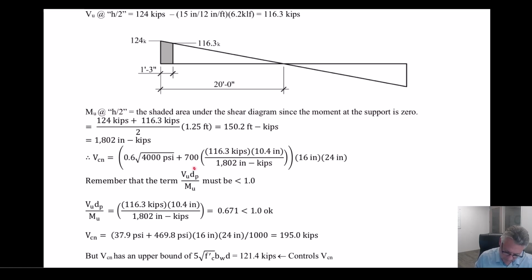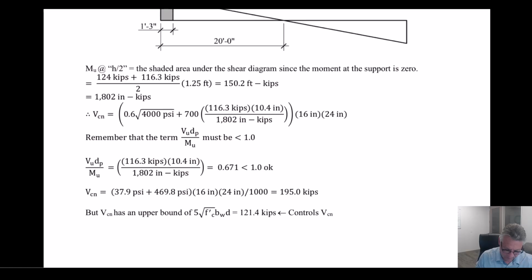Okay. And for some unknown reason, this part of the equation must be less than 1. So we calculate that, VU dP over MU. It is less than 1. We cheer. We use that number. And we come along and add these up. 0.6 square root f'c, plus 700 times all this other stuff, about 470 psi. We multiply those two by bWd and come up with 195 kips.